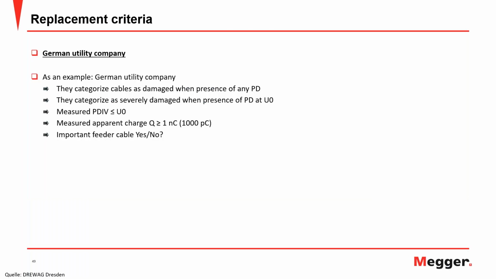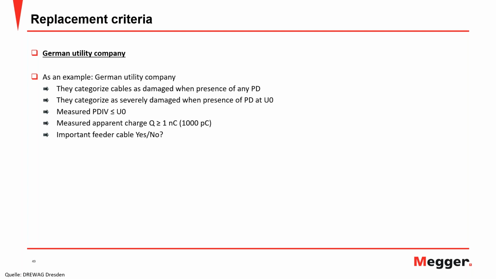Another example comes from a German utility company. They do a similar thing. They know what cable they have in the network. Their risk assessment matrix and asset management program is tailored to their network because they do a lot of testing. They do hundreds of PD tests every year. So they pretty much say, we say a cable is damaged when PD is present. Doesn't matter at which voltage level, we call this cable damaged if we see PD. We say it's severely damaged if we have PD at or below operating voltage.